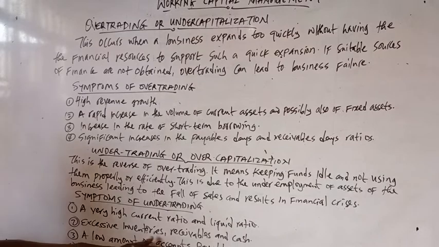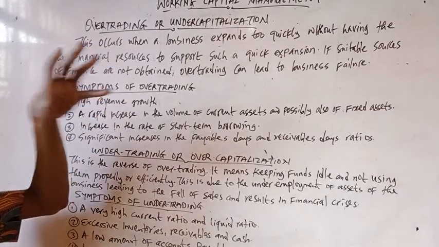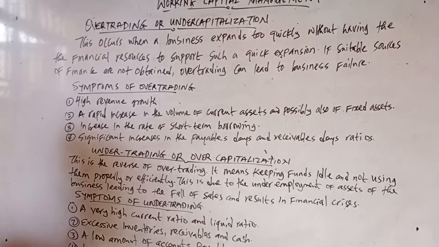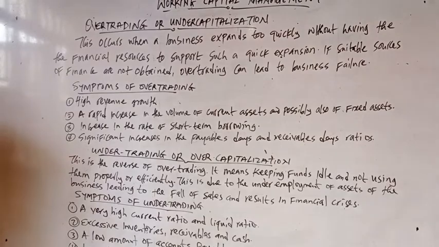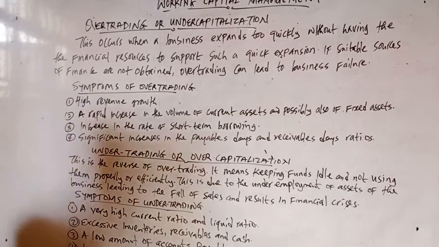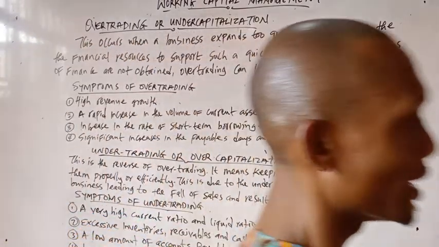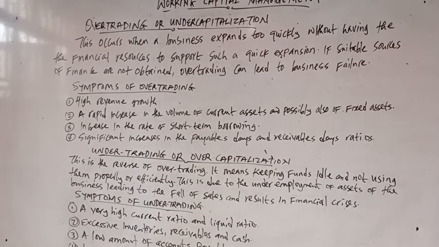So excessive inventory, receivables and cash are symptoms of undertrading. You are just producing inventory, you are not really selling it. You also have a high level of accounts receivable, of debtors. And you have a high level of cash that you don't utilize very well. No turnover ratio. So these are some of the symptoms of undertrading.